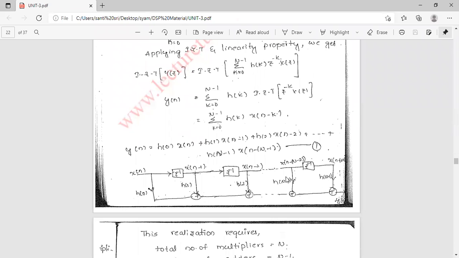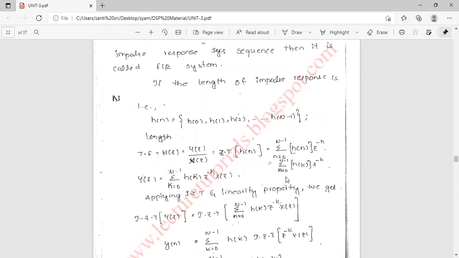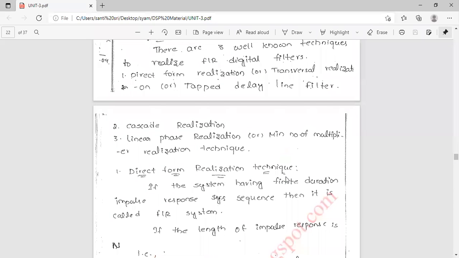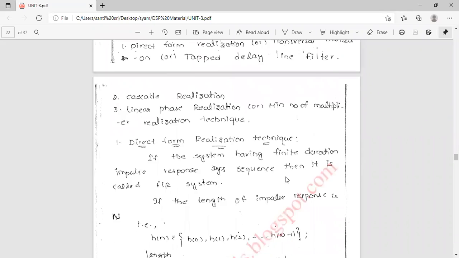This realization requires a total of n number of multipliers. The total number of adders is n minus 1, and memory locations are n minus 1 locations. This is about the first form, that is form 1. Form 1 is also called direct form realization, also named transversal realization or tap delay line filter.